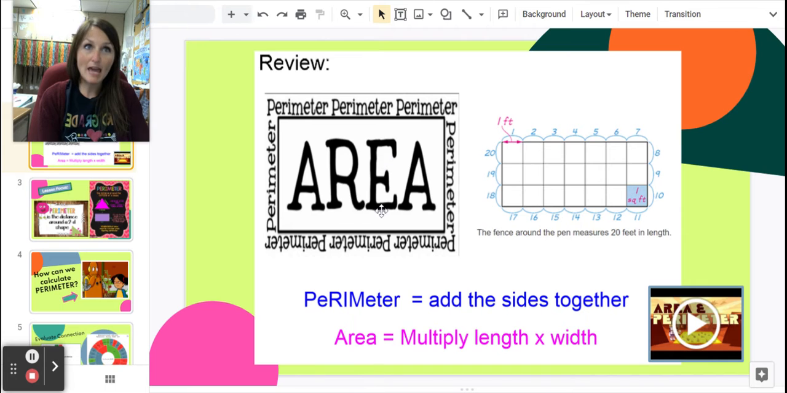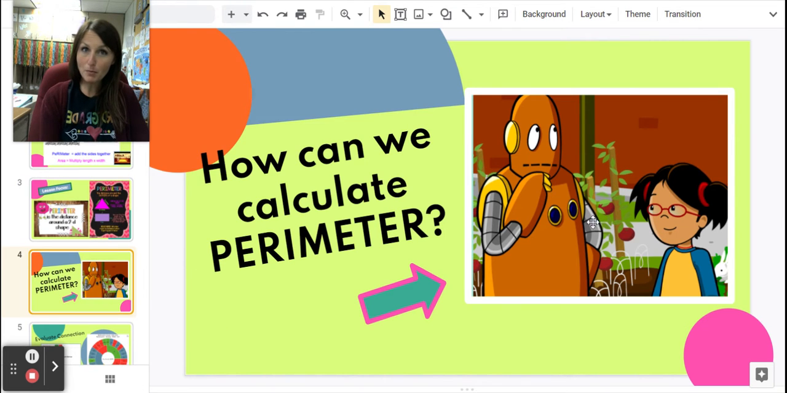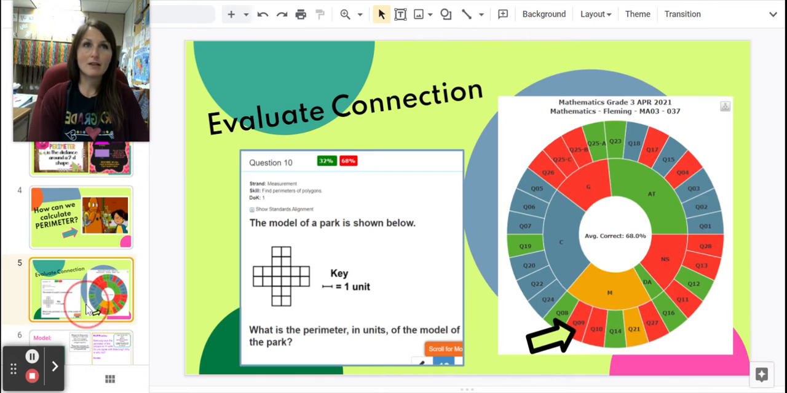Yesterday we talked about area. Remember, area was the inside. We multiply. Today we're going to look at perimeter, which is the outside. Perimeter, add. Again, here's a little video you can watch if you would like a review. Our lesson focus is perimeter, the distance around a 2D shape, where you add up all of the sides. If there's a rectangle, you know that the opposite sides are parallel. This is 4, that means that's 4. If this side's 2, that side's 2. Remember, when you add up all the sides, that should be what the perimeter equals. Here is a video on BrainPop if you would like to watch it to help you remember how to calculate.